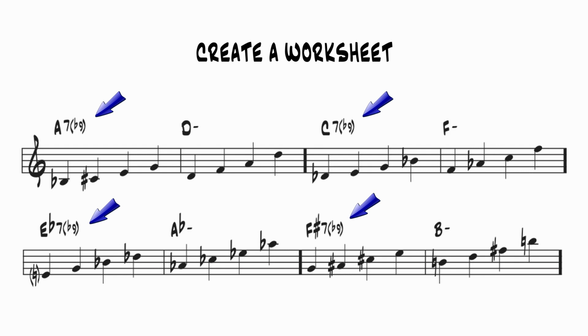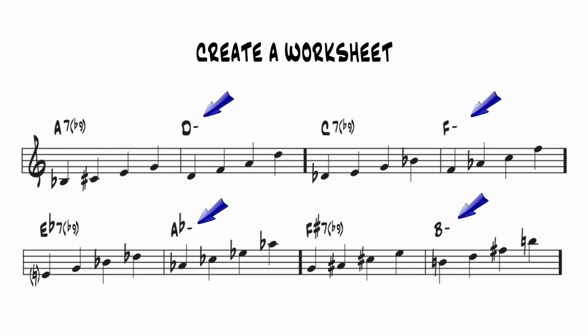To give yourself a worksheet, write out the notes of the 3 diminished chords in all 4 inversions. The bottom note of each chord represents the flat 9, so the root of the dominant chord is a half step below that. Add the notes of the 1 chord after each of the diminished chords.